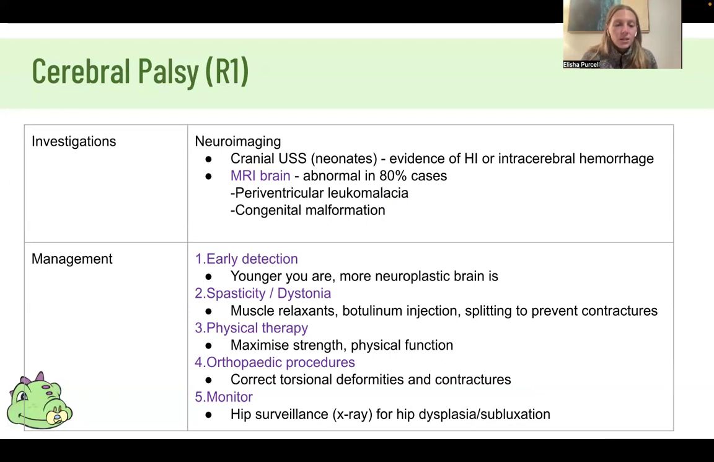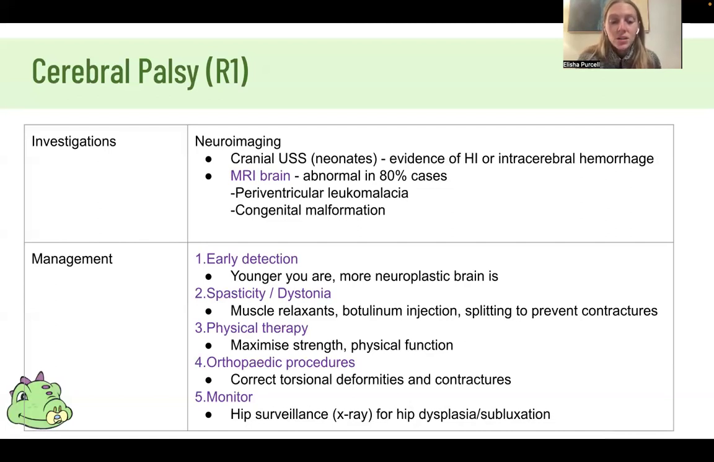The next one is managing the spasticity, such as dystonia. To manage this, you can use muscle relaxants with oral medication, botulinum injection, and splinting to prevent any contractures. Then thirdly, physical therapy with a physio, to maximize strength and physical function.